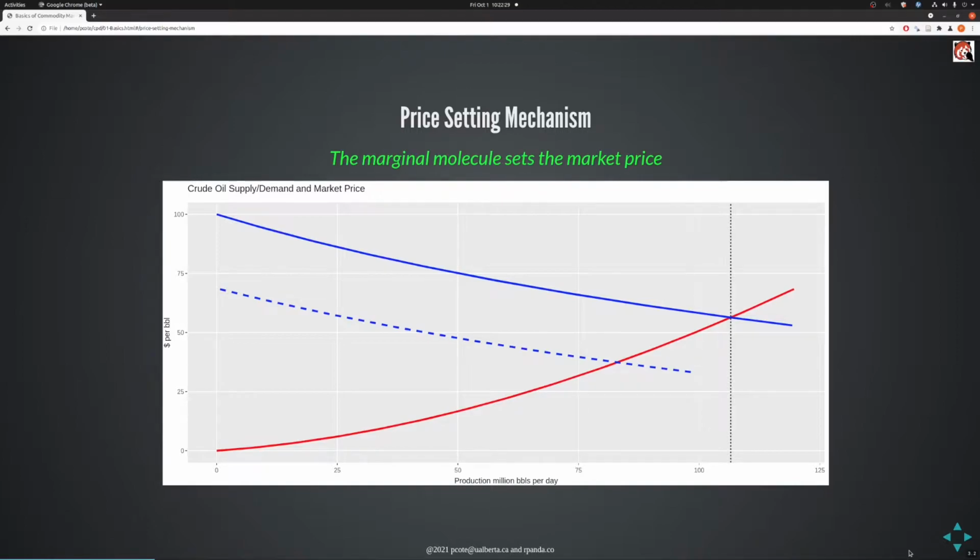But this principle is important. The marginal molecule is not the average level of demand or average supply available. It is the marginal molecule of demand and marginal molecule of supply which sets the market price.